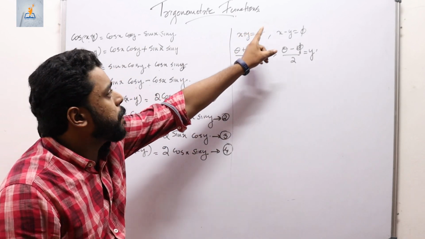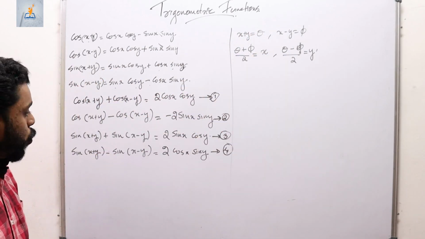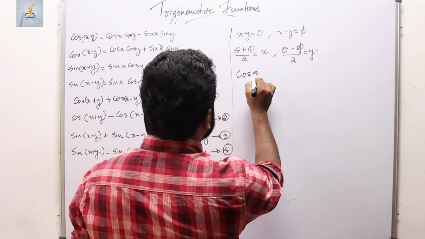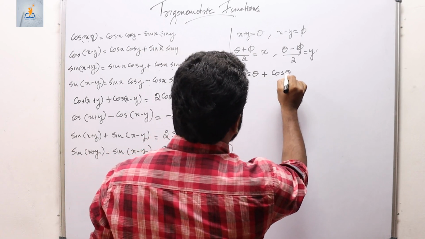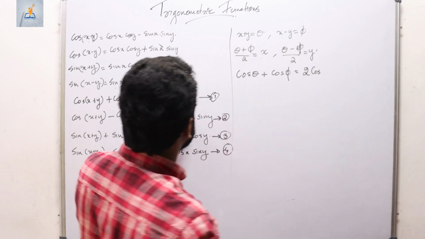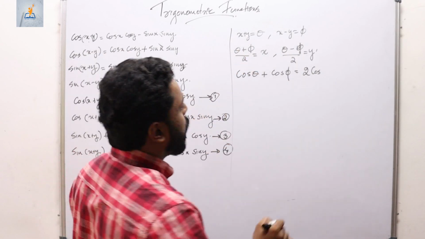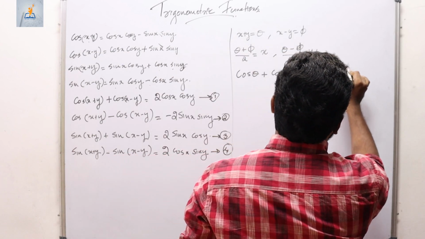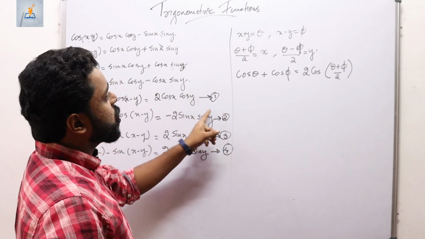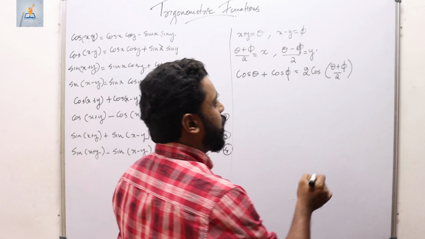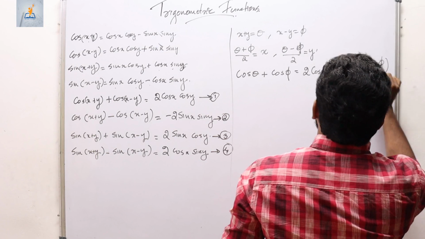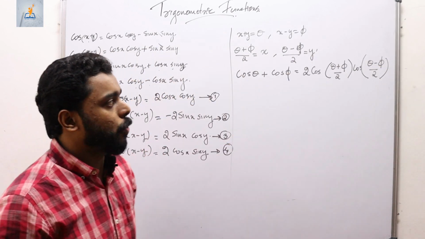Therefore let me resubstitute these quantities into our required equation. In the first equation, the equation will become cos theta plus cos phi equal to 2 cos x. Instead of x we have to substitute (theta plus phi)/2, isn't it? Again in the first equation the next quantity is cos y. Instead of y we substitute (theta minus phi)/2, so cos of (theta minus phi)/2. So this will be the first equation we derived.